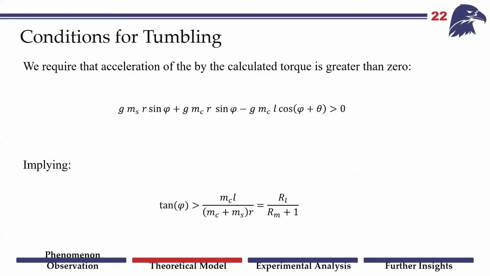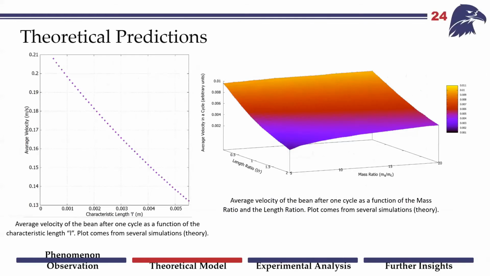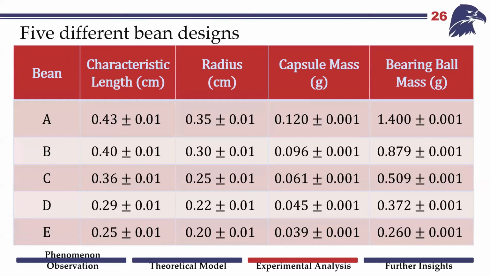This is a condition for torque, but because I'm short on time, I'm going to skip this. We can discuss it later. It's just how strong the torque must be so that it rotates, it tumbles. So we have this theoretical prediction for mass ratio, radius, and the characteristic length L we defined. And then this shows us the average velocity for the length ratio and the mass ratio, which is what we need.